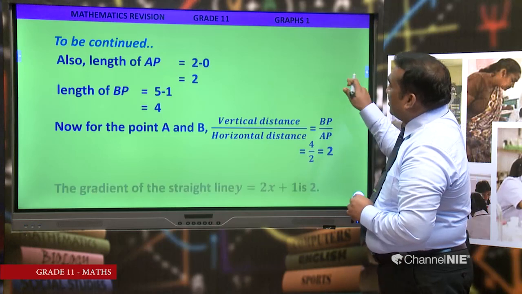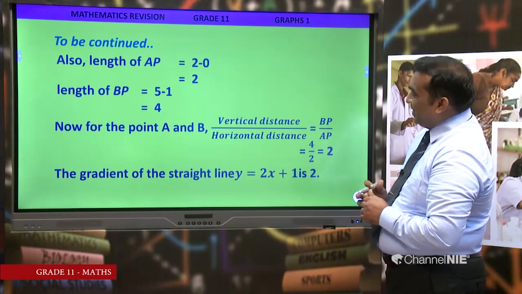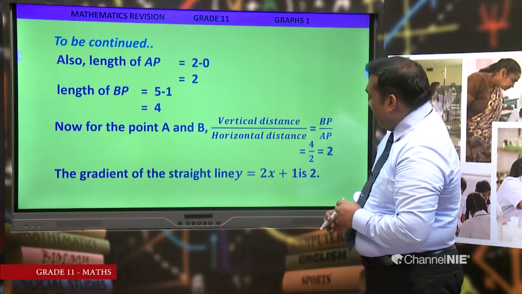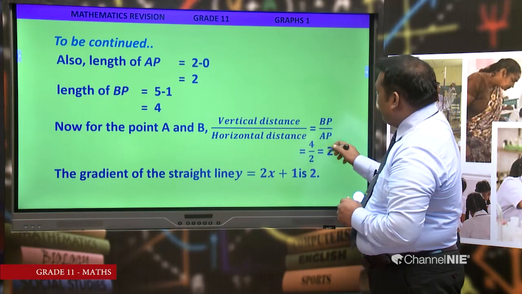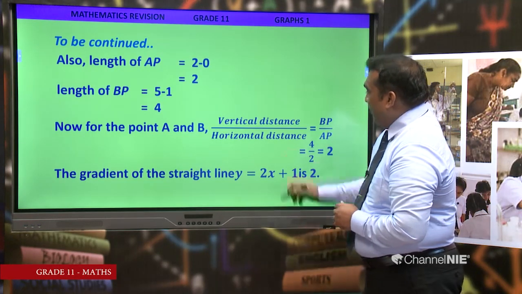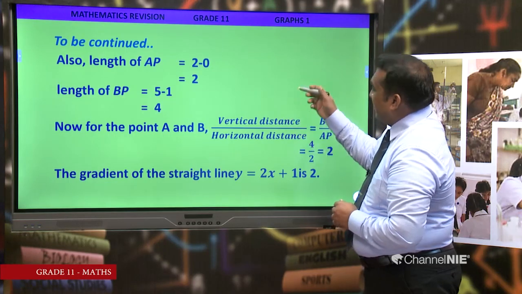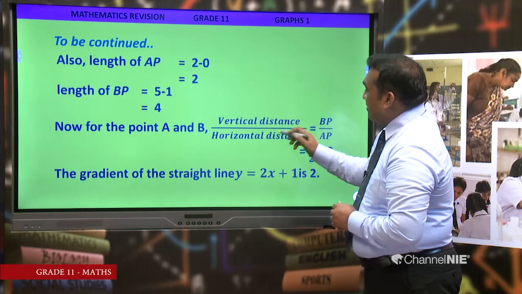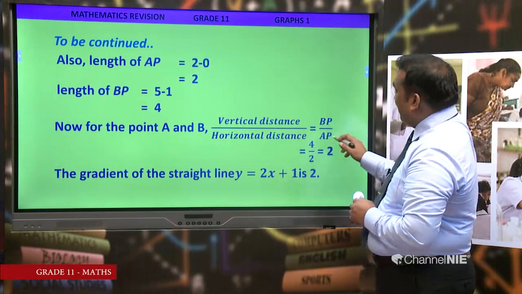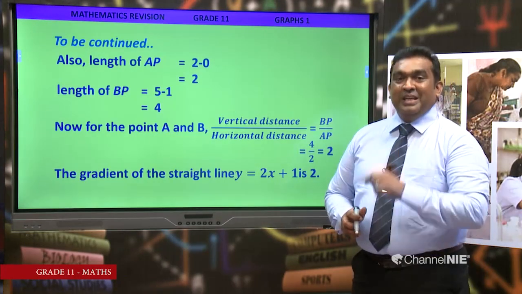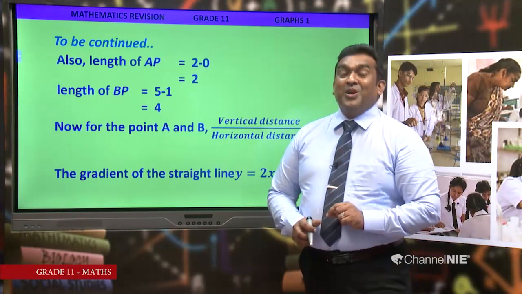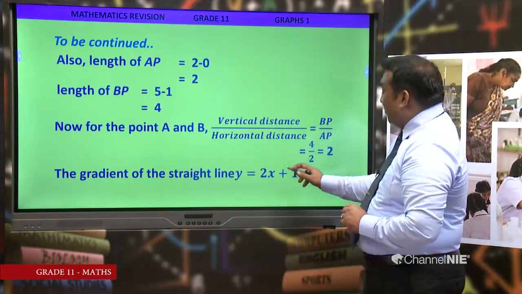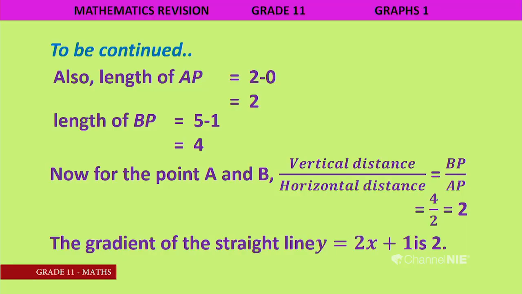Now, how to get the gradient using this relation? Vertical distance divided by horizontal distance. The numerical value is 2. In the equation also you can see the coefficient of x is 2. There are 2 results.